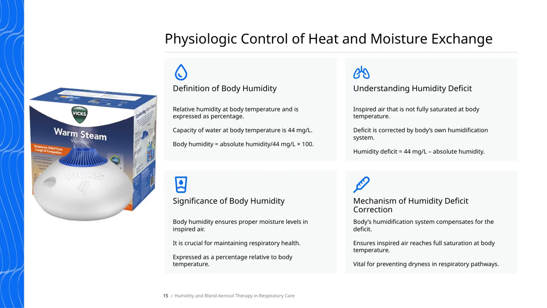This gives us a clear picture of the moisture content in the inspired air relative to what the body can hold at that temperature. In summary, the body's own humidification system is essential for keeping our respiratory pathways moist and healthy, especially when the air we breathe is less humid than ideal.